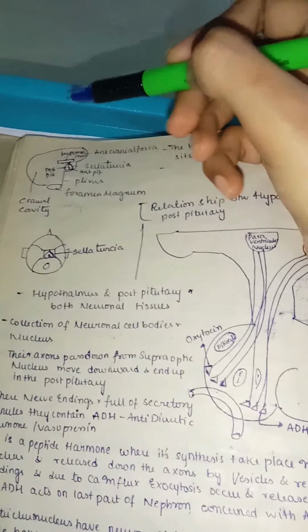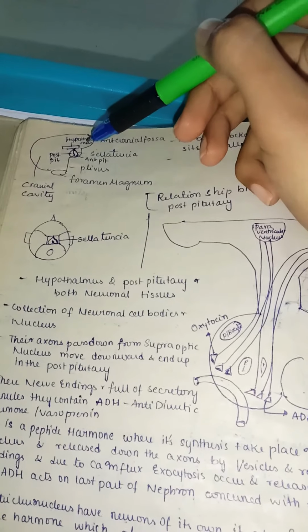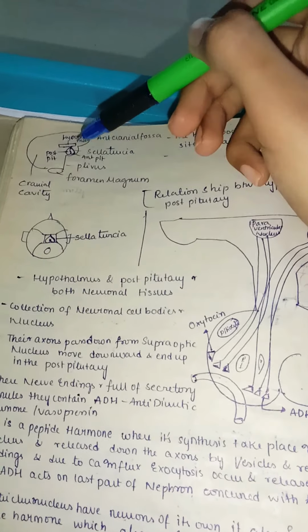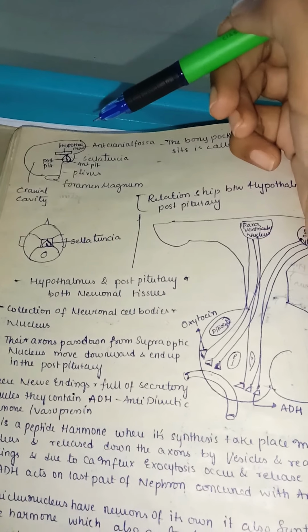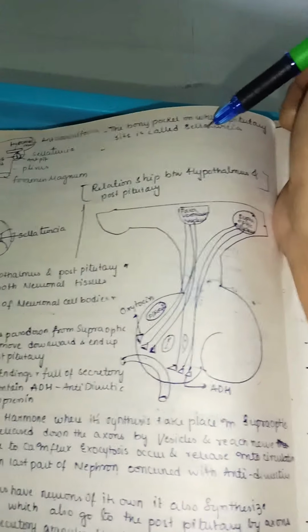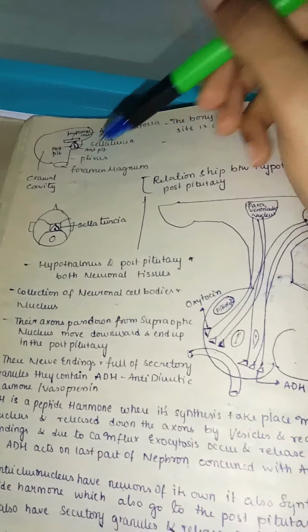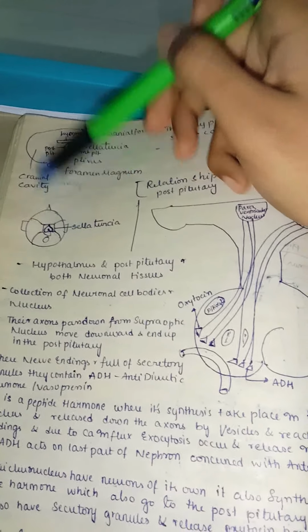Our pituitary gland mainly stays in the sella turcica. It's a bony pit-like structure where this pituitary gland lies, and you can see the bony pocket on which the pituitary sits is called the sella turcica. And from the anterior side you can see this is where the sella turcica is present.